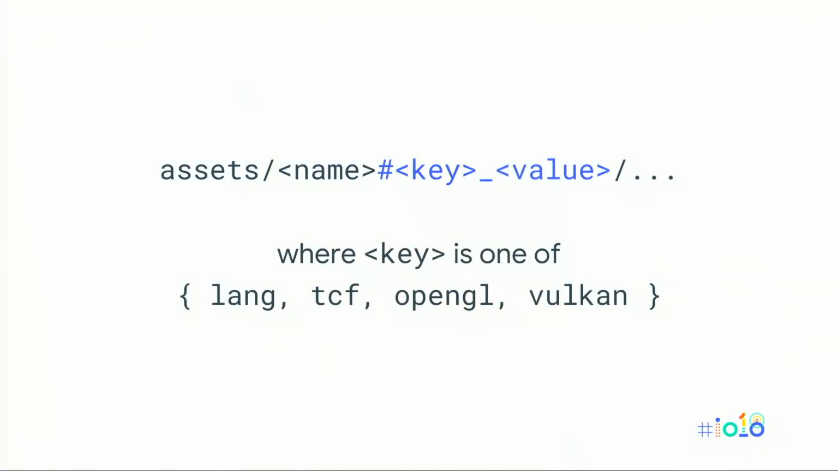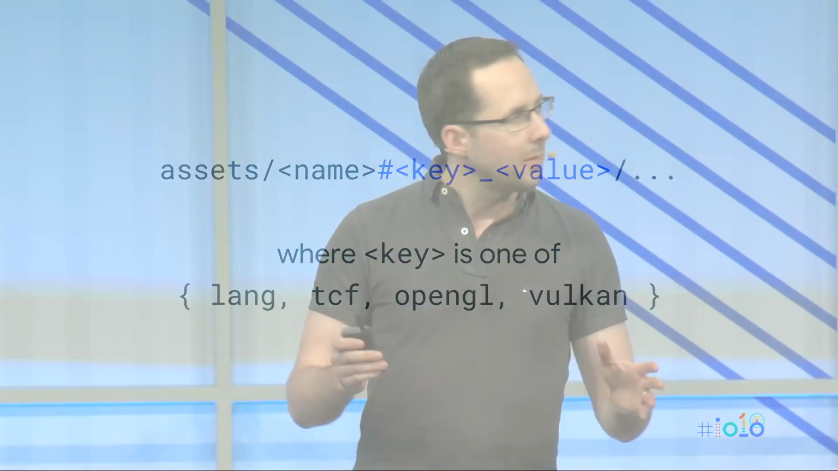This is how you would create a targeted assets directory. We are making use of the hash sign to identify an asset directory that has targeting. Then comes the key, which defines which dimensions we are targeting, for example, lang for the language, TCF for texture compression format, etc. And then comes the value associated with the key. Well, let's see some examples.